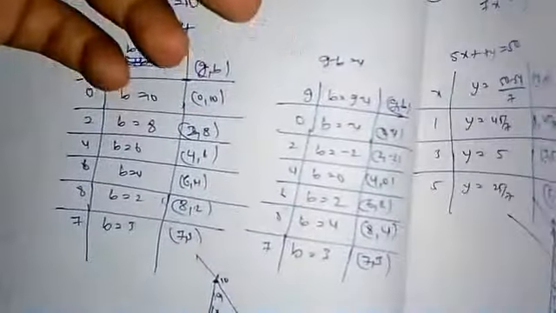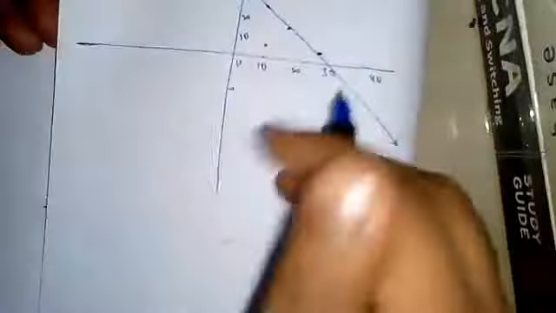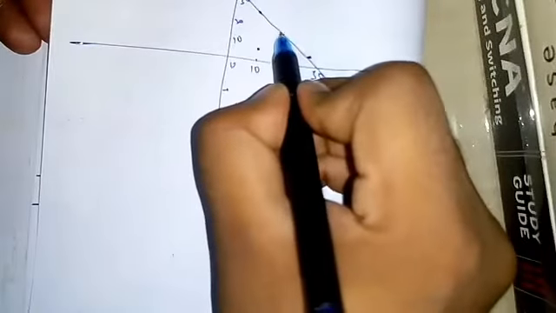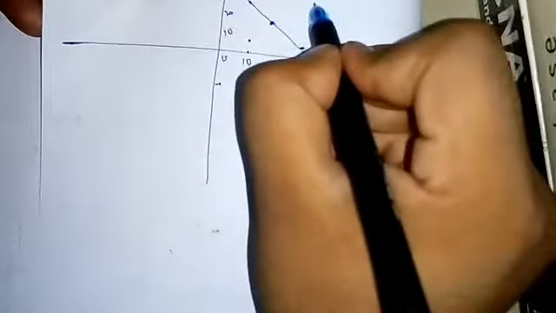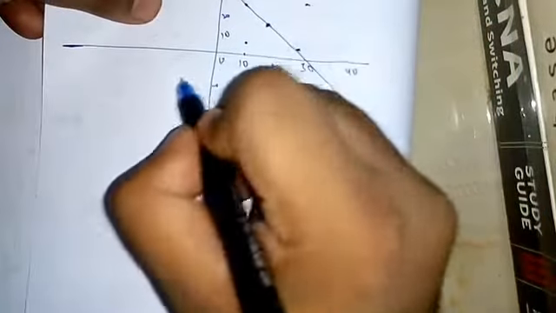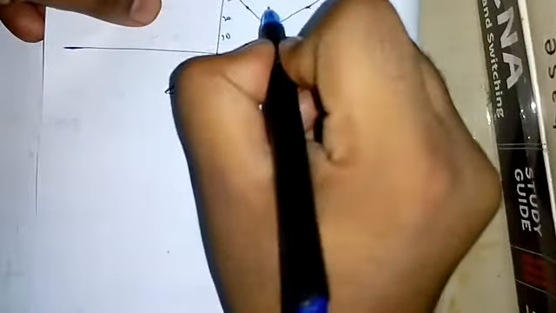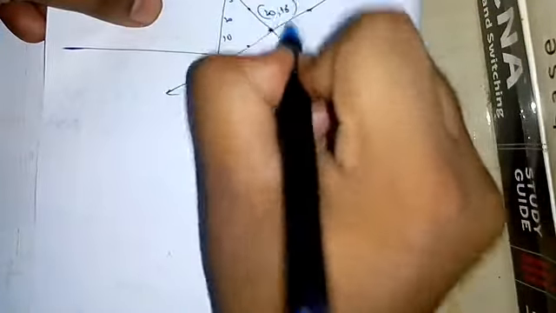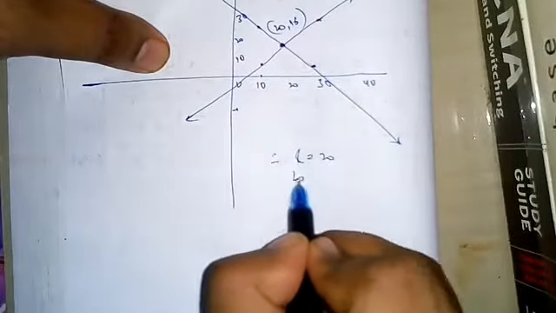Next equation: 10 comma 6 is here. 20 comma 16. 30 comma 26, here. If you join these points, you get a line like this. So this is the solution, 20 comma 16. Therefore length is equal to 20 and breadth is equal to 16.